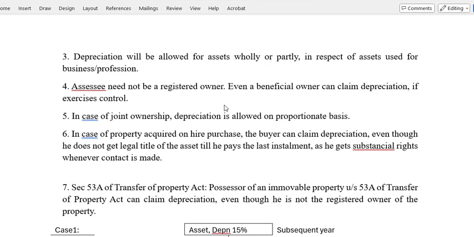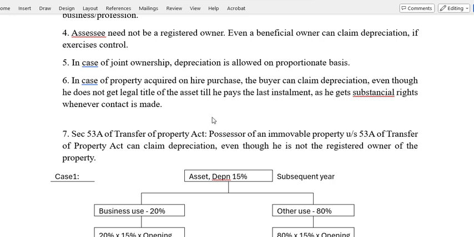If it is joint ownership, depreciation is allowed on a proportional basis, as we told. A and B together own an asset, and based upon their share in the investment on the asset, they can claim depreciation. Now there are two cases, hire purchase and, as we talked about, financial lease. Financial lease, what will happen? At the end the lessee can get the asset for a small amount, because almost all the cost might have been taken by the lessor. Then at the end the asset will be handed over to him.